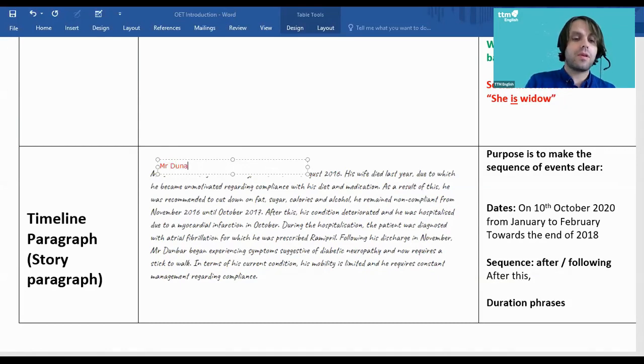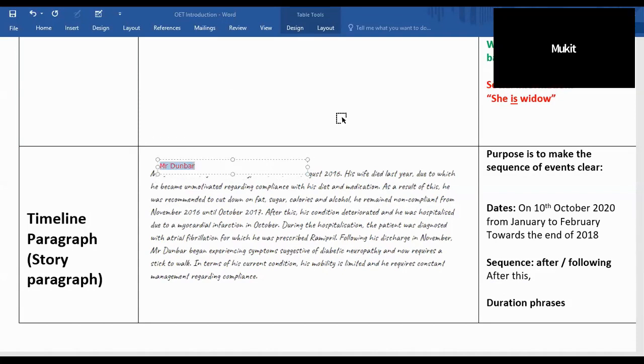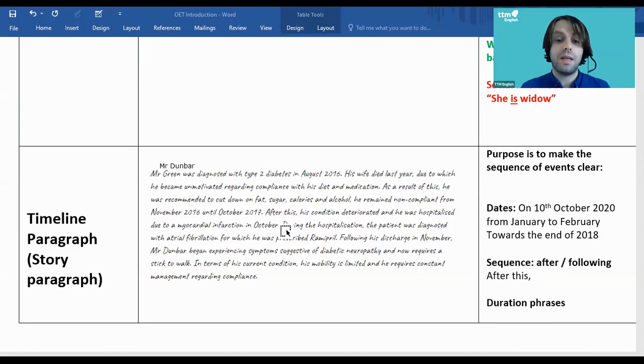Okay. So what else have we got going on here? We've got after this. Can anyone tell me what's the other sequencing language after this? Following his discharge. Yeah. Good.